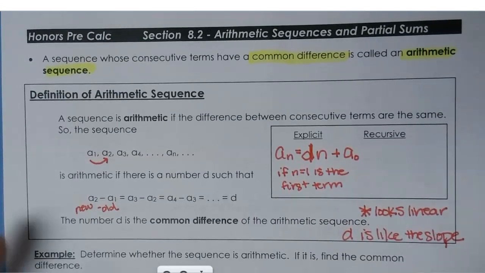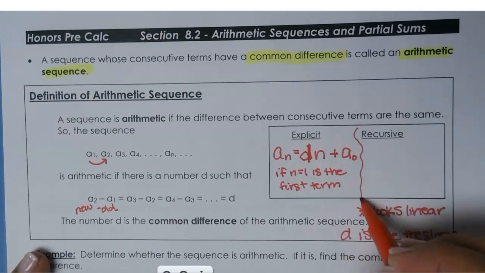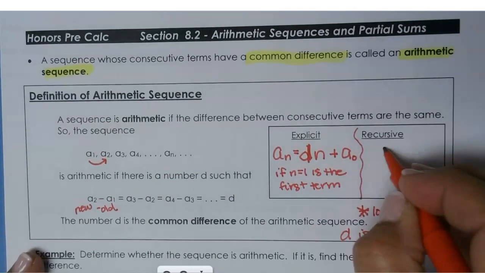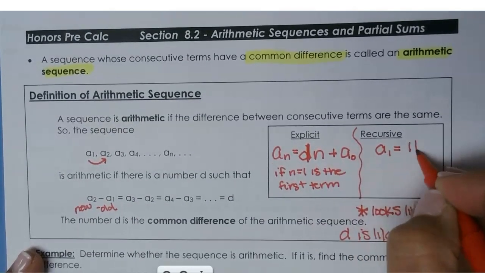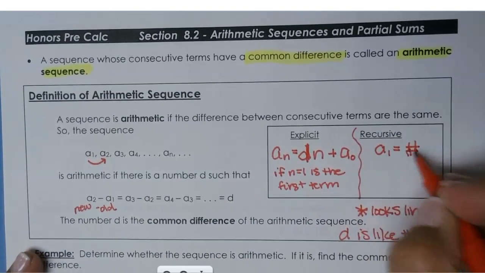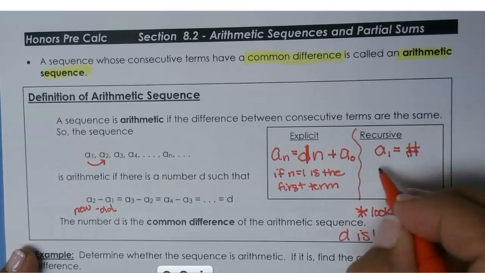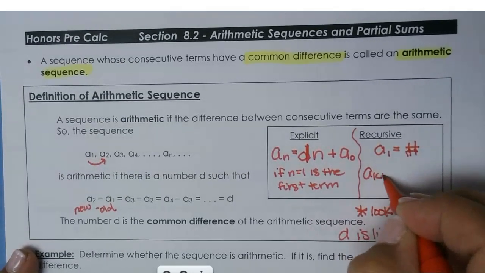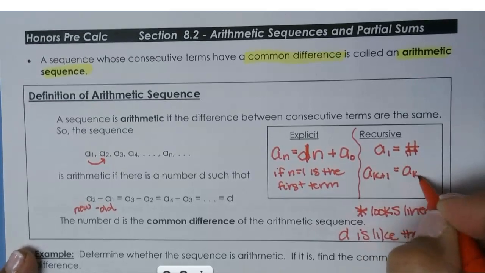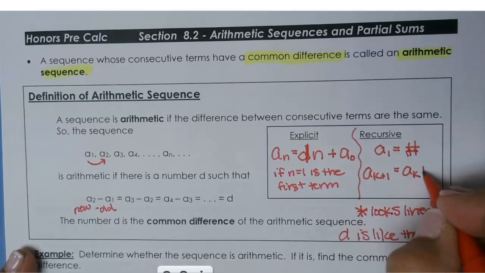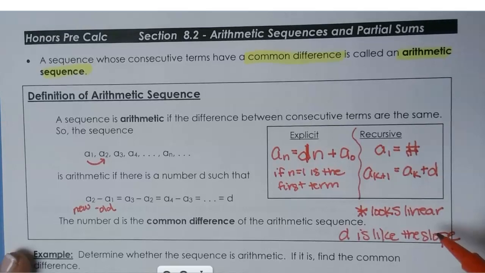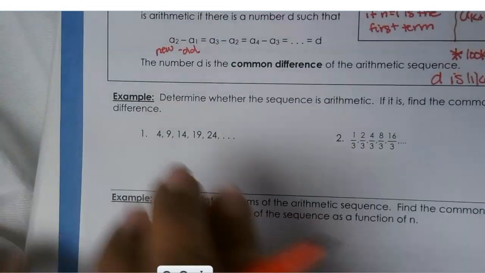Now we can also define an arithmetic sequence recursively. So again, we always want to give a rule. I'm going to say here that a sub 1 is going to equal some sort of number, right? They have to tell you where to start. And then to get the next term, which is going to be a sub k plus 1, we're going to take the term before it and add d to it. So that's kind of what we're going to be looking at for arithmetic sequences.